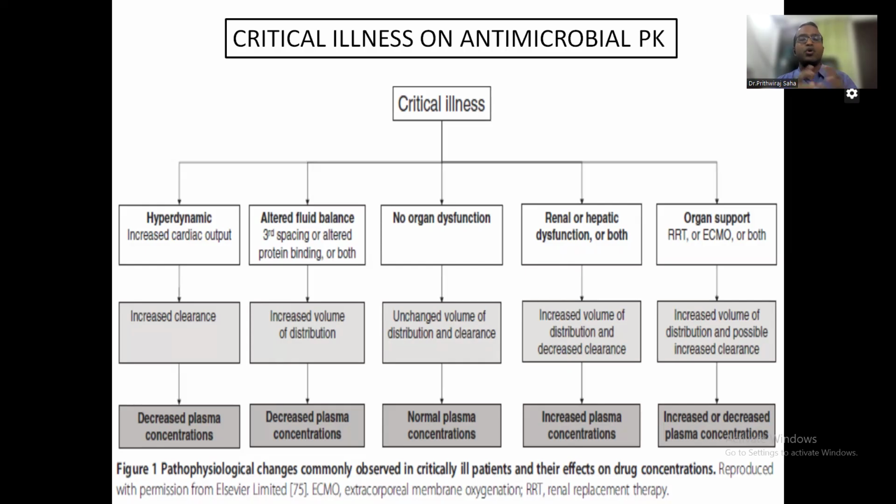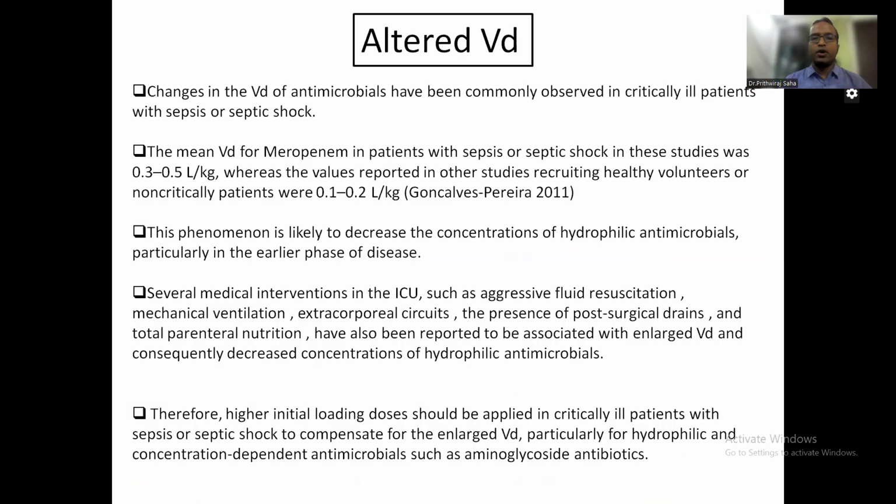plasma concentration. So for a patient in septic shock or critical illness, there are multiple factors governing this absorption, distribution, metabolism, and excretion. So we have to look into them one by one. We have discussed altered VD.